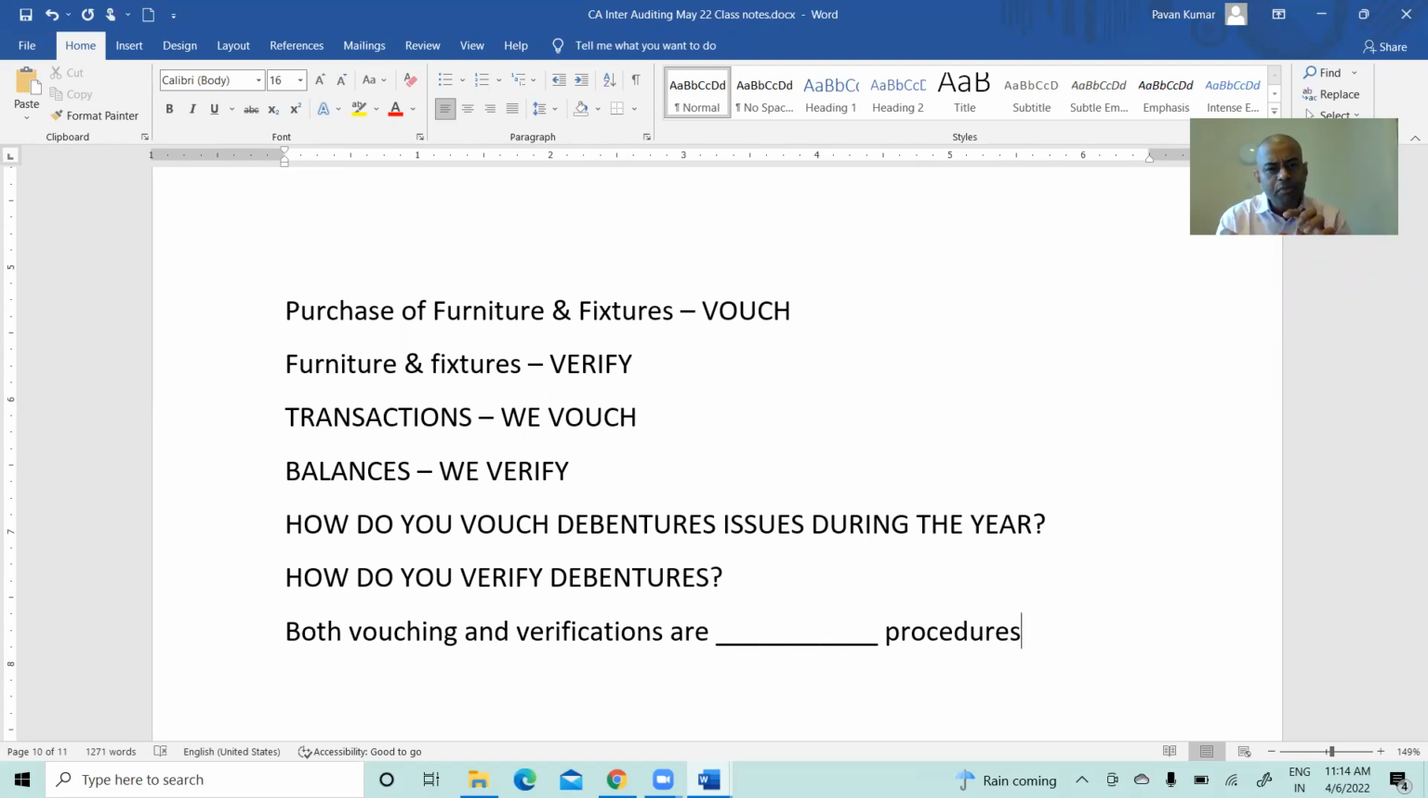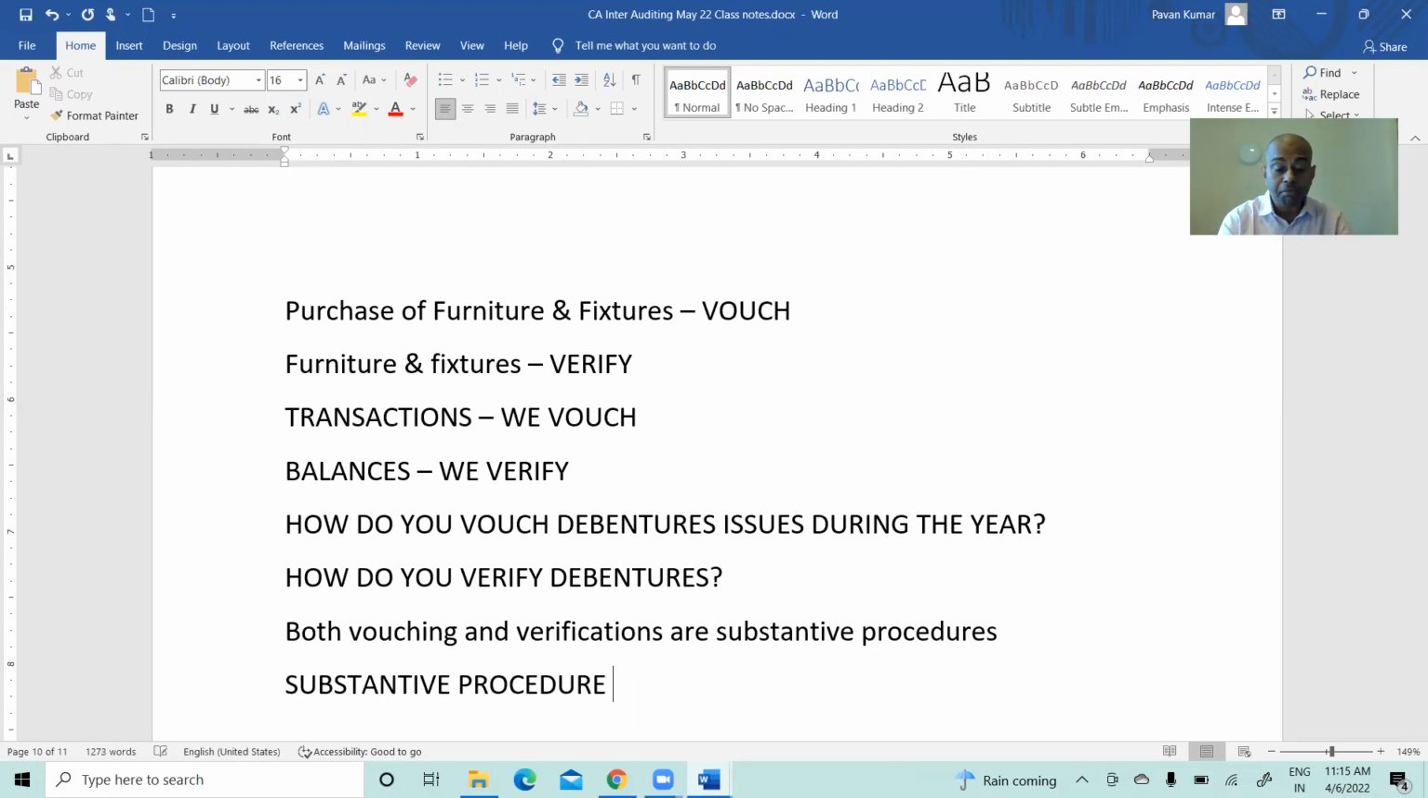Are they risk assessment procedures? Are they compliance procedures, or are they substantive procedures, or do you think they are review procedures? Vouching and verification, are they risk assessment procedures? Are they compliance procedures, review procedures, substantive procedures? What are they? Very good. They are correct. Substantive procedure. Now, what is the meaning of substantive procedure?